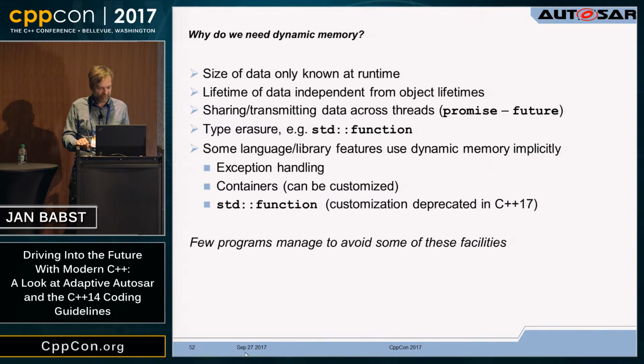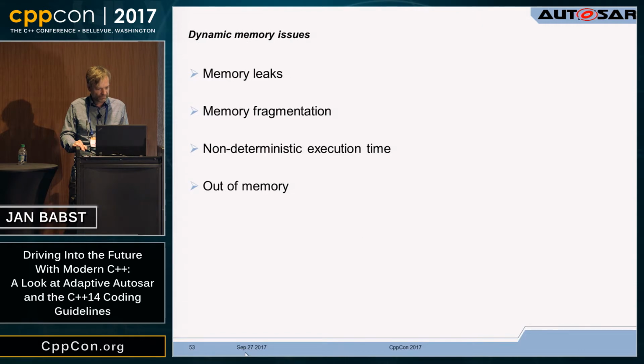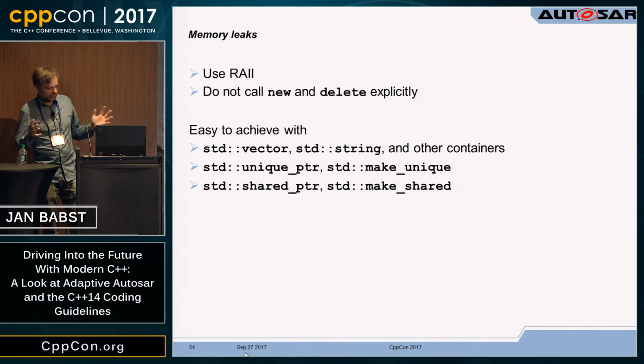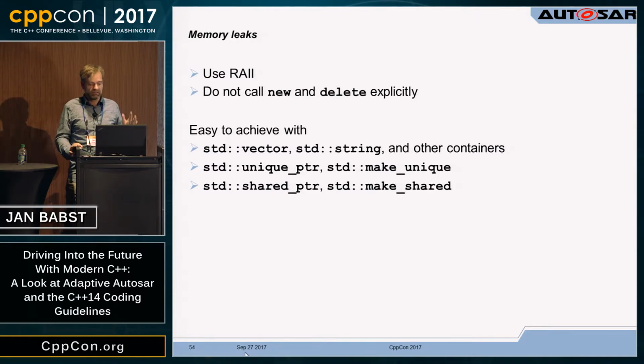Few programs can manage to avoid dynamic memory allocation, unless you have very specific problems. Typical issues: memory leaks, memory fragmentation, non-deterministic execution time, running out of memory. Memory leaks we handle easily with RAII. Consequently, we forbid, and that's a rule in the guideline, actually, there should be no explicit new and delete. It should always go via the standard containers or the smart pointers.